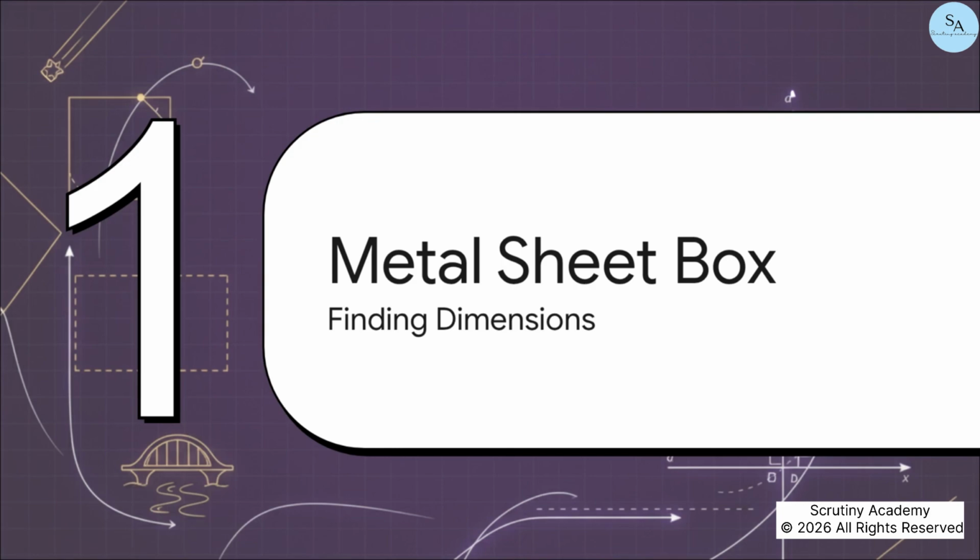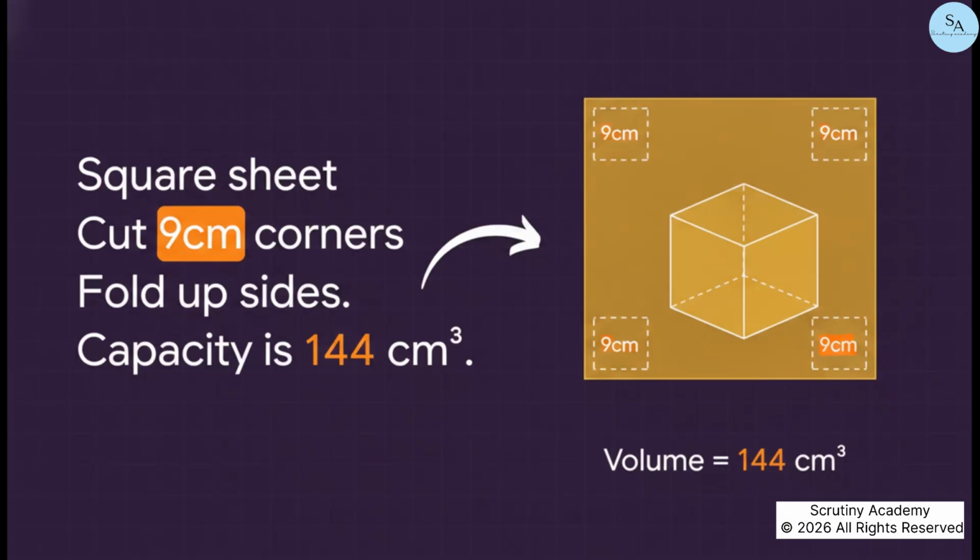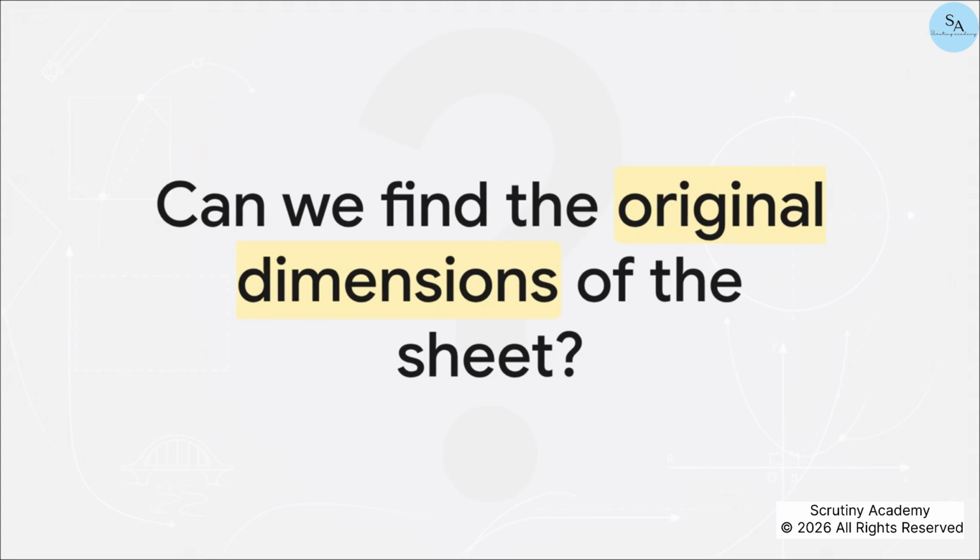Example 2, the metal sheet box problem. All right, imagine you're working in a workshop and you need to construct a container. Let's look at Ronnie's project. I want you to really visually picture this in your mind as I read the givens. Ronnie has a square metal sheet. That's our starting shape. She takes some scissors and removes smaller squares measuring 9 centimeters on each side from each of the 4 corners of this big sheet. After cutting those corners out, she folds up the remaining sides to form an open box. We are told the final capacity, or the volume, of this newly folded box is 144 cubic centimeters. So, the big question asked is, can we find out the original dimensions of Ronnie's flat metal sheet?